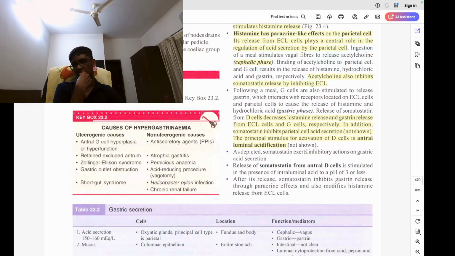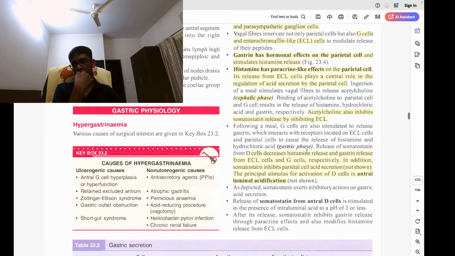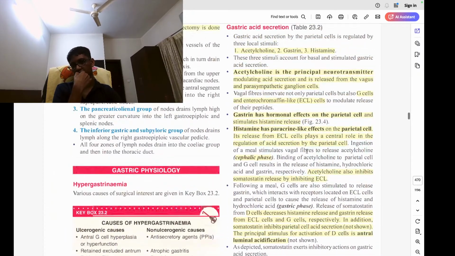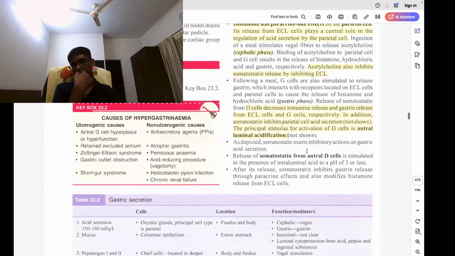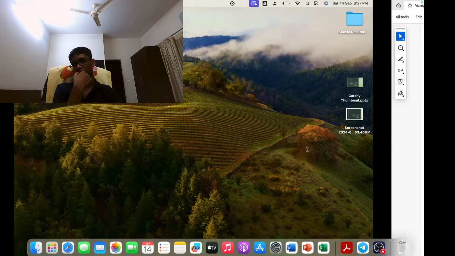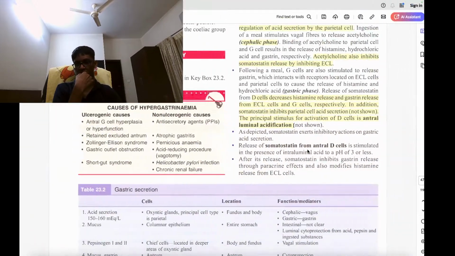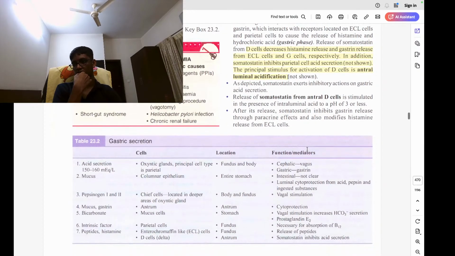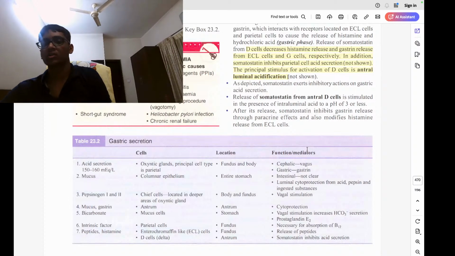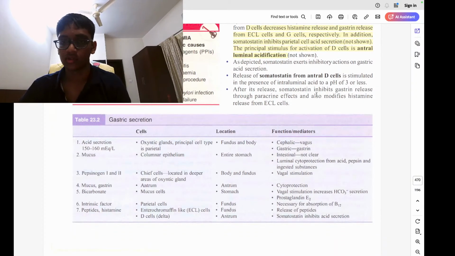There are also D cells. Where are they? It is in the ECL, enterochromaffin-like cell. Somatostatin exerts an inhibitory effect on gastric acid secretion. Release of somatostatin from antral D cells is limited in the presence of intraluminal acid pH of 3 or less. After its release, somatostatin inhibits gastrin release through paracrine effects, and it also modifies histamine release from ECL cells.